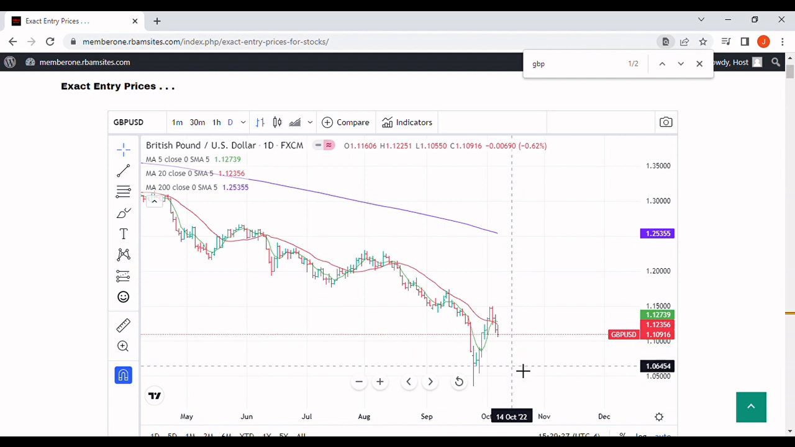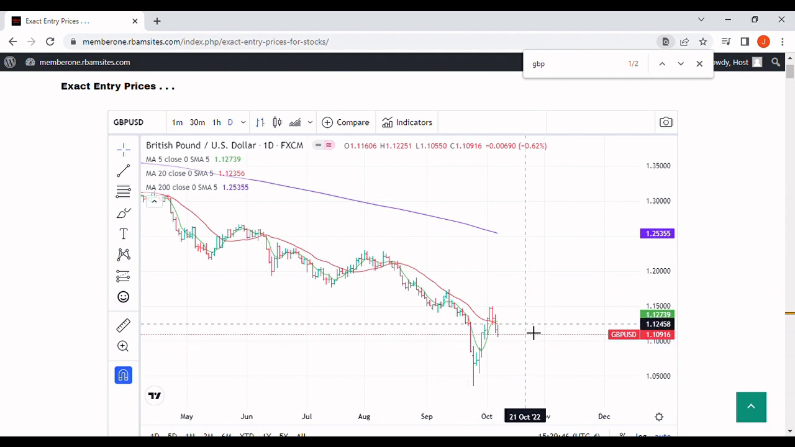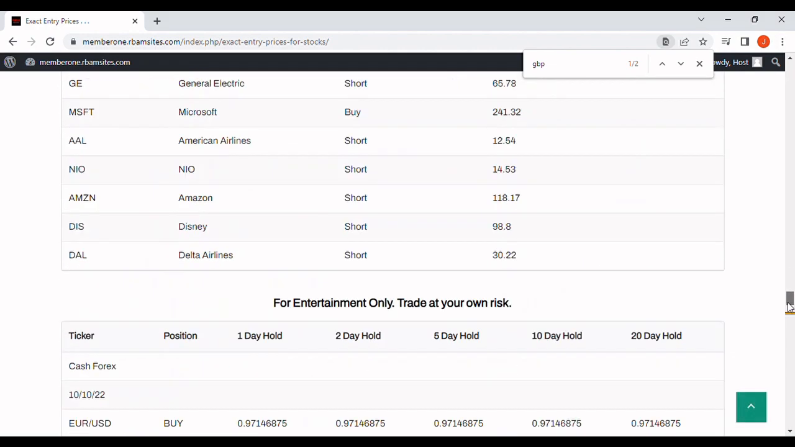So my best guess is we're going to get a trading range in through here for the next week, somewhere between the 1.075 and the 1.12 level. That's my best guess for this week coming up for the British pound against the US dollar. Let's take a look and see what it says algorithmically down here.